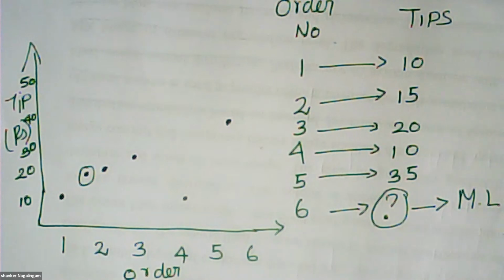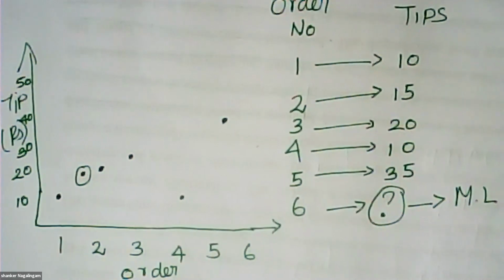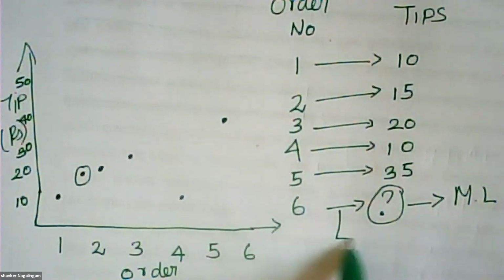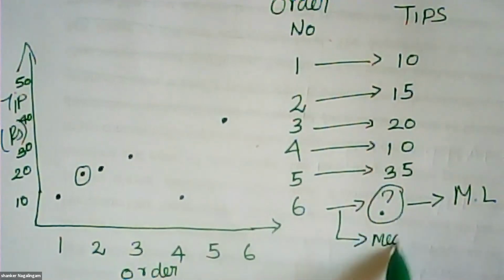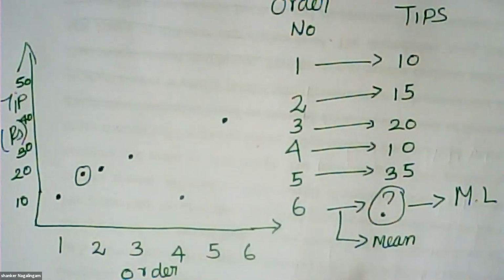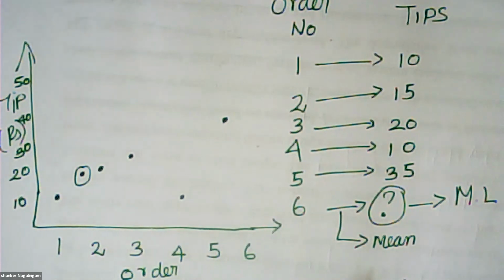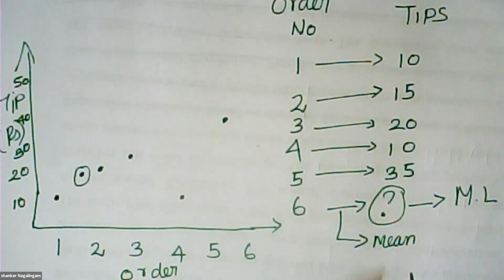Now, when you talk about this, how do you evaluate the sixth order? The basic statistic which we can apply is the mean value. When I take the mean value of this, that will be the average of the sixth order. Because I have only one independent variable, and only one dependent variable, and it is dependent because it depends on the order.